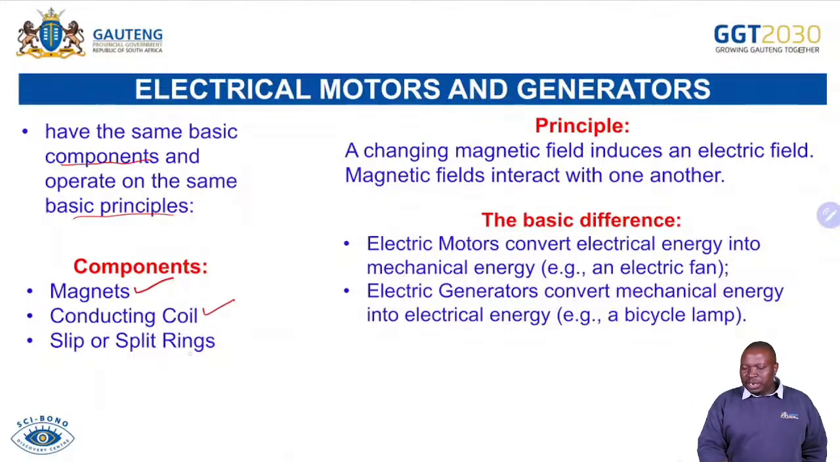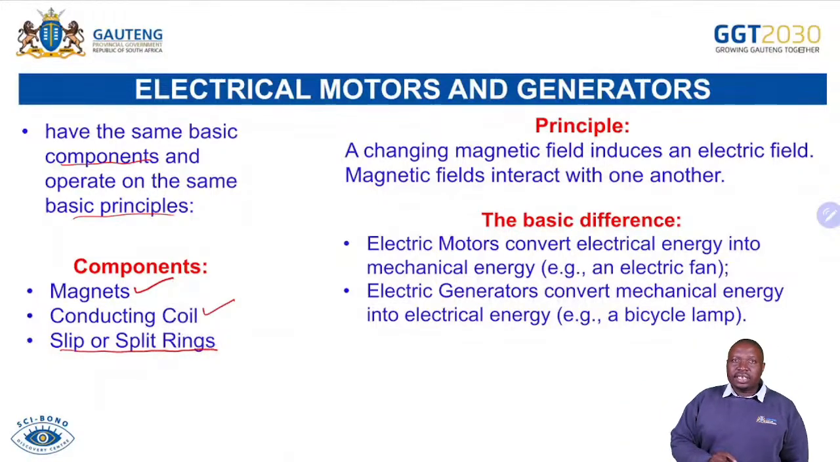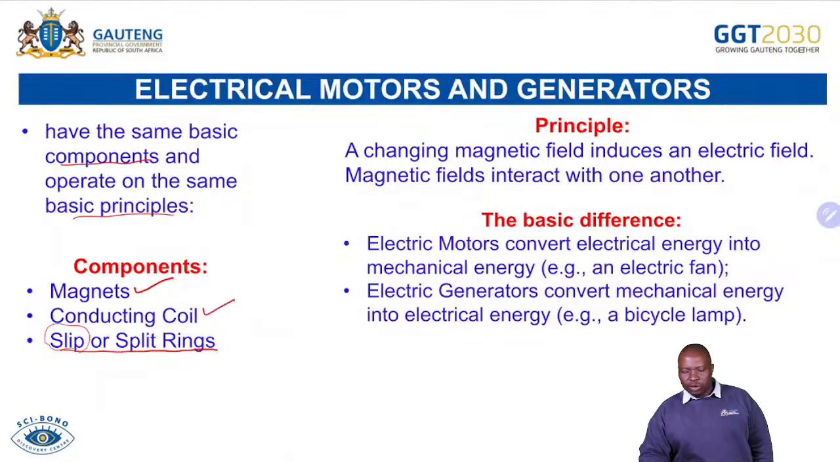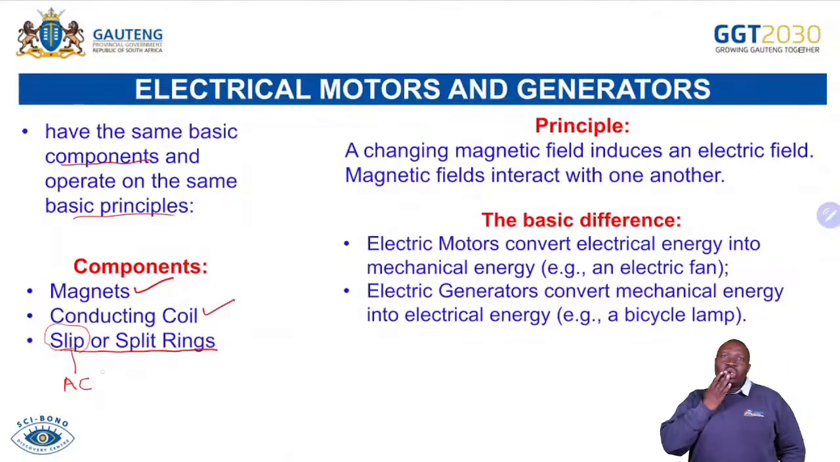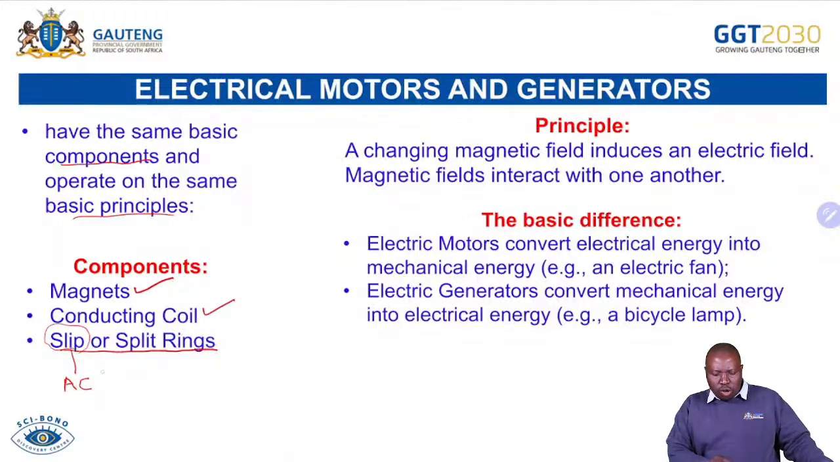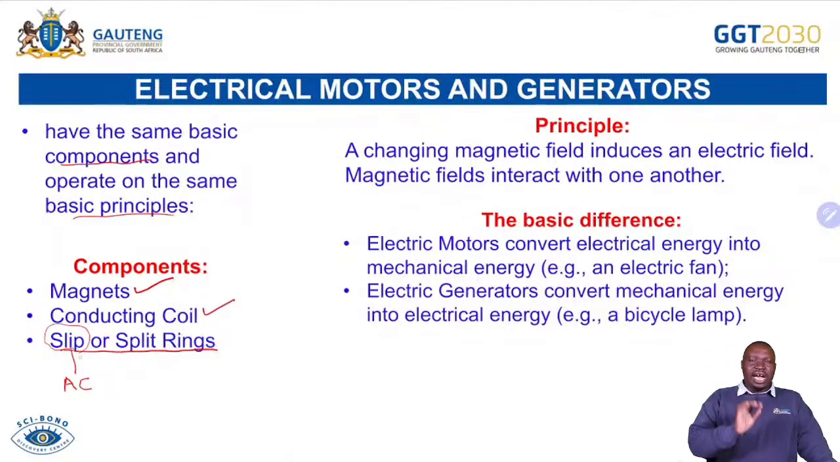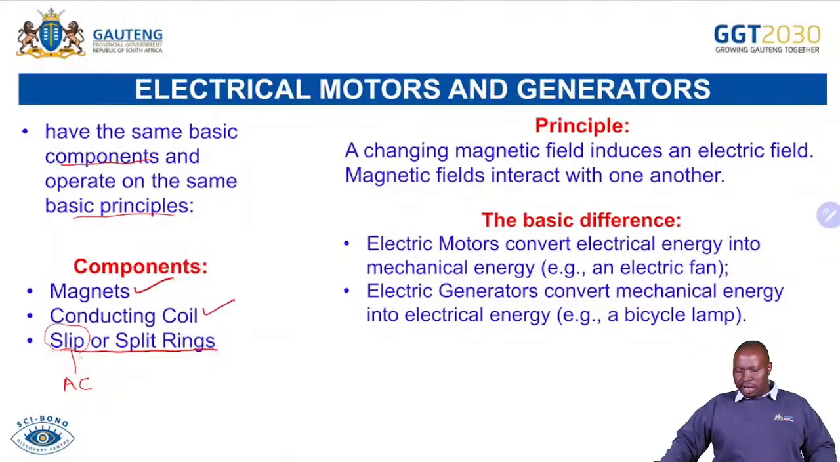Now, slip or split ring. This is new information to you. So now we have slip and split ring. It's not slip as in sleeping at night, this one. It's slip, S-L-I-P. So we call them the slip rings. You will see we use these slip rings in AC motors or generators. So to know whether a motor or a generator is AC, it must have what we call slip rings. So we're going to look at the structure, how it is drawn, how these slip rings look, so that you are able to look at that.